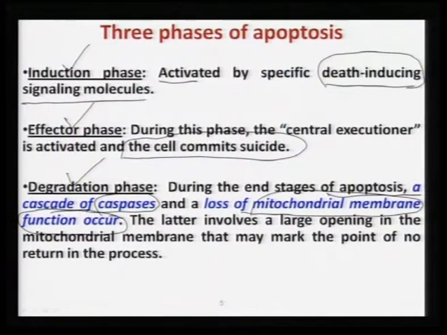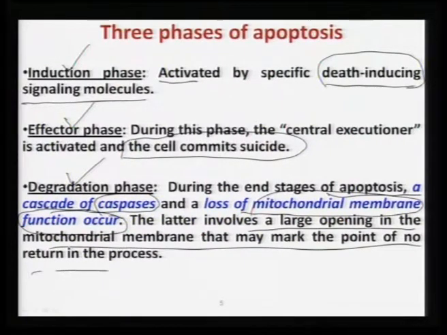The mitochondrial membrane function stops, or there is a loss in mitochondrial membrane function that involves a large opening in the mitochondrial membrane that may mark the point of no return in the process. The point of no return means now cells will definitely undergo death. It cannot come back anymore. So, from that point onwards, it is more like an irreversible process of going to death.